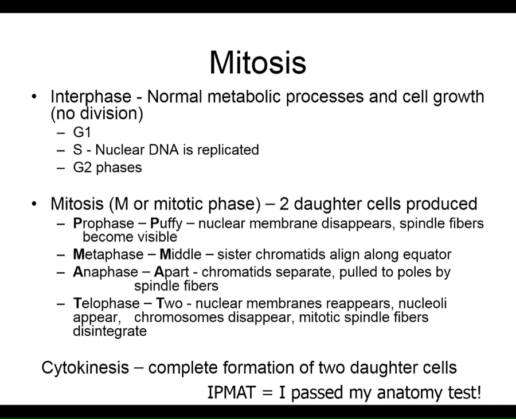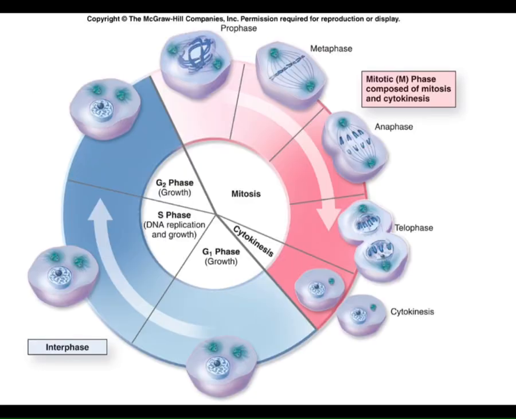Prophase, P for puffy, the cell kind of gets puffy. The chromosomes line up in the middle for metaphase. They're being pulled apart for anaphase. And finally, T for 2, we're getting 2 cells as telophase finishes. The other way of thinking about that is that telo means end, right? So telo means end, and so telophase is the end phase, the last thing. At the end of all this, we've got cytokinesis.